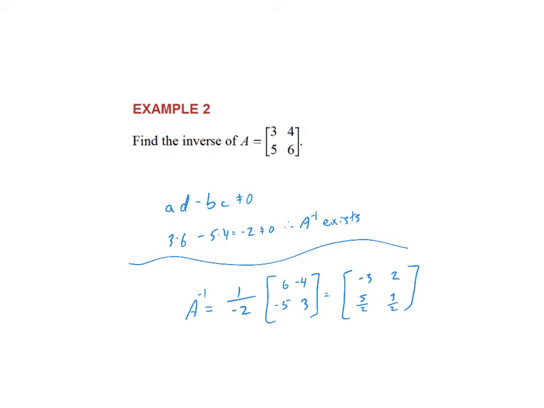And I could verify that those two matrices are inverses of each other by multiplying A and A inverse. You could check the entries if you want to. I'll just point out the first row and column, 3, 4, negative 3 and 5/2. 3 times negative 3 is negative 9. 4 times 5/2 is positive 10. Negative 9 add 10. Hey, you get 1. The other entries would also check out.